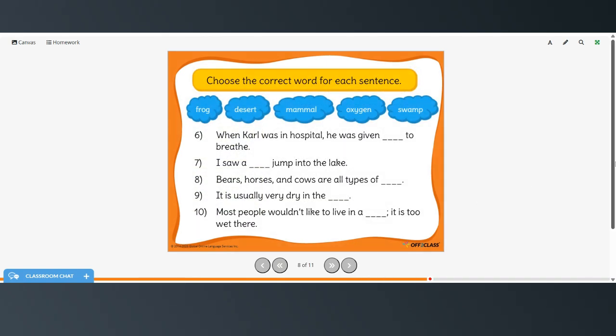Now choose the correct word for each sentence. You can pause the video, try these on your own, and then restart when you're ready to check your answers.